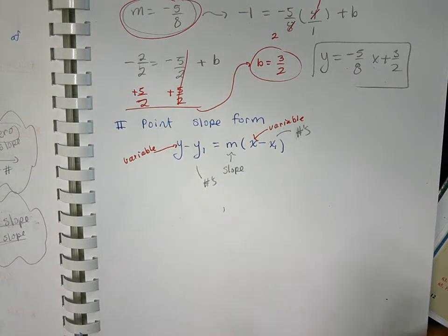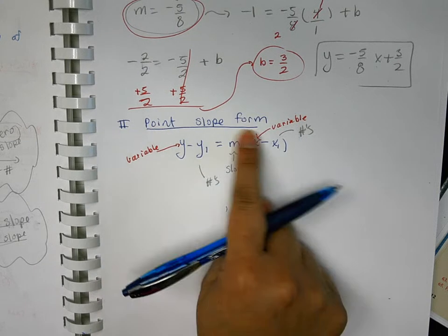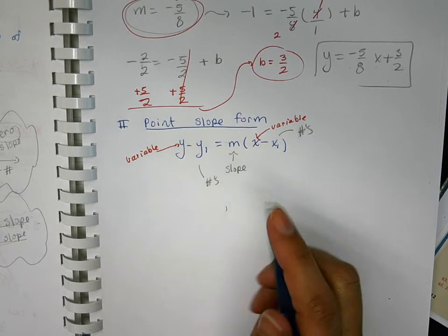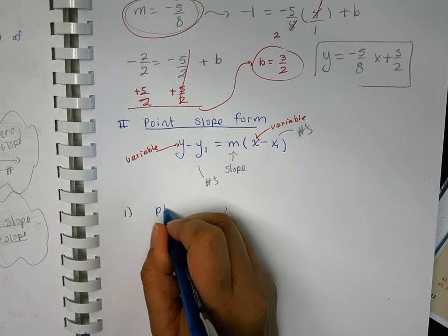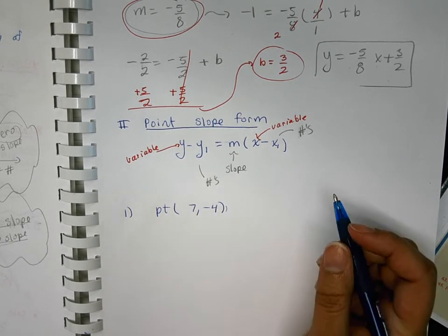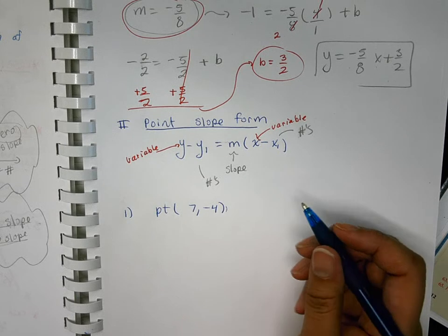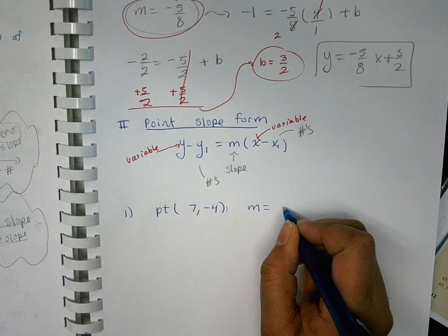So, for example, let's try one. We're just going to go through and find one in point slope form. I'm not going to write everything down. We're finding the equation of a line in what form? Point slope. All right. Number 1. Point is 7, -4, and your slope is 2/3.